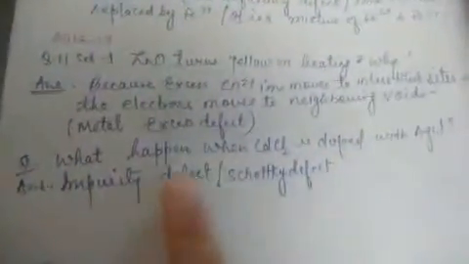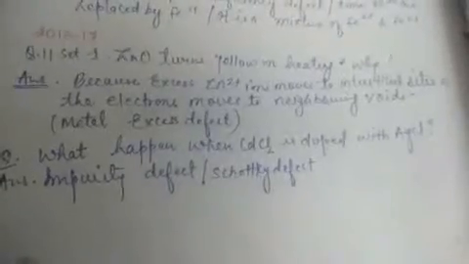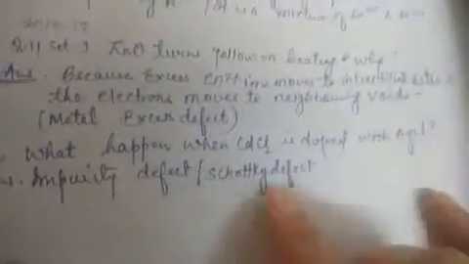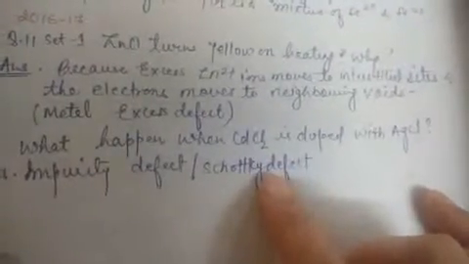Now the next question was, what happens when cadmium chloride is doped with AgCl? This topic also we have discussed already. It is actually an impurity defect, or you may write Schottky defect as a perfect answer. This I have already discussed in the previous videos.